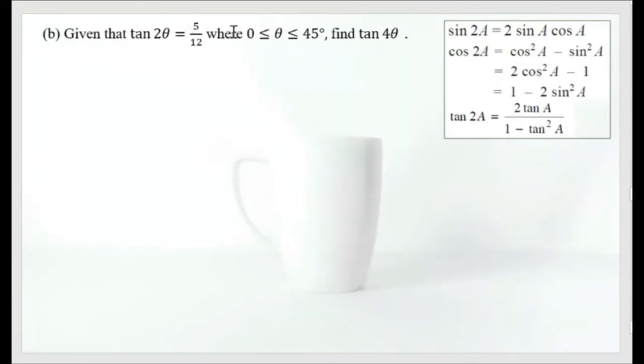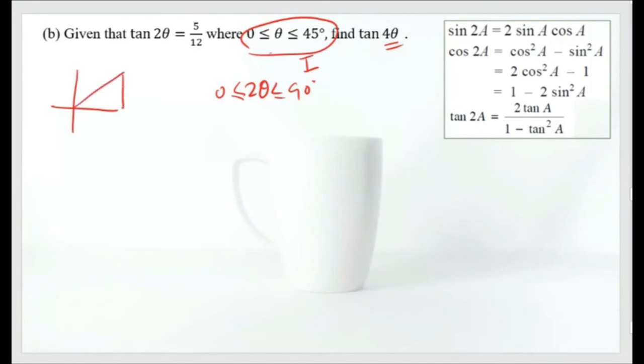Okay, given that tangent 2 theta equals 5 over 12. So this means first quadrant, right? Quadrant 1. So 2 theta is in between 0 to 90 degrees. So it's first quadrant, 2 theta. So I want you to find the 4 theta. Okay, we do this first. So which quadrant? This is the first quadrant, right?